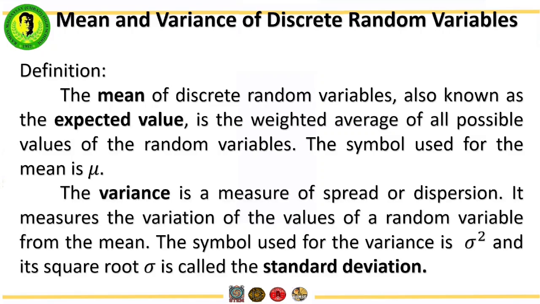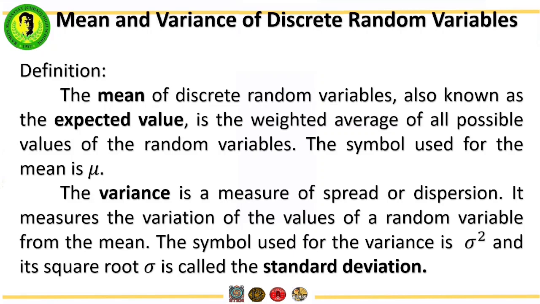What is variance? Variance is a measure of spread or dispersion. It measures the variation of the values of a random variable from the mean. The symbol used for variance is sigma squared. This symbol is the small Greek alphabet sigma, and it is squared. And the standard deviation, we must get the standard deviation. How do we get the standard deviation? It is by getting the square root of the variance.